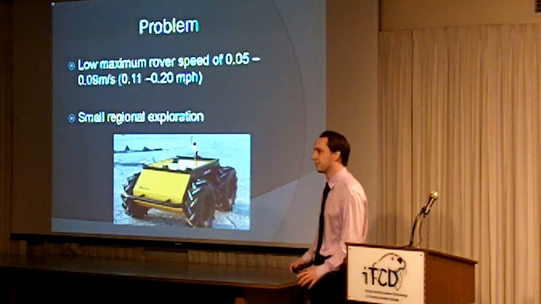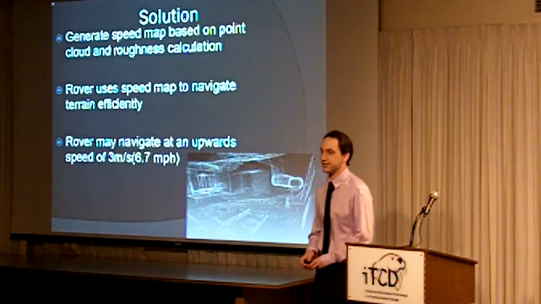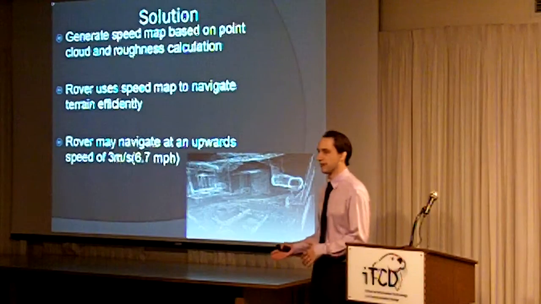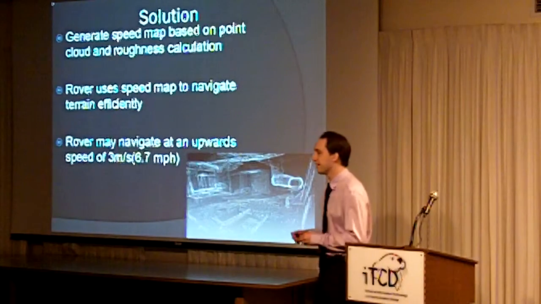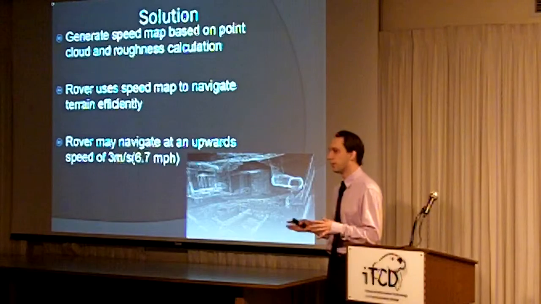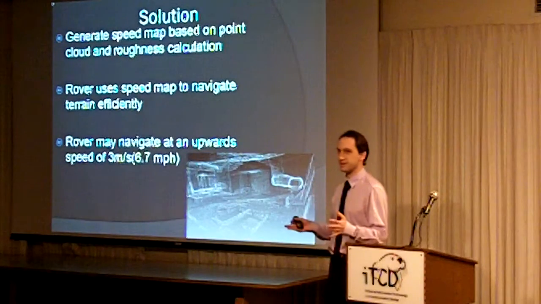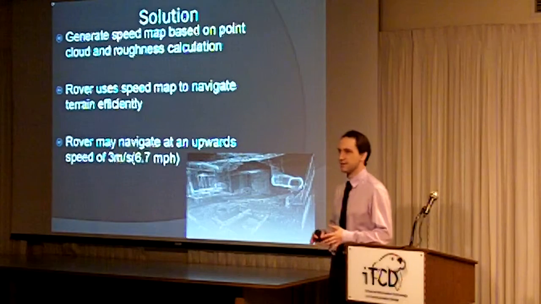So this is actually where my solution comes into play. My solution is speed map generation, where you take into account the roughness of the terrain around it to generate a speed map. What a speed map does is it takes in a point cloud, which is here in this picture, where it's a bunch of dots basically on the ground that a camera picks up. And each one of those dots is an XYZ coordinate.